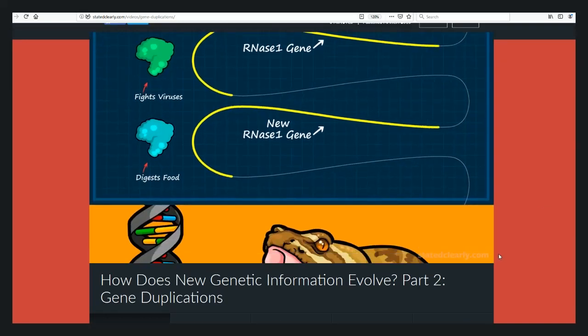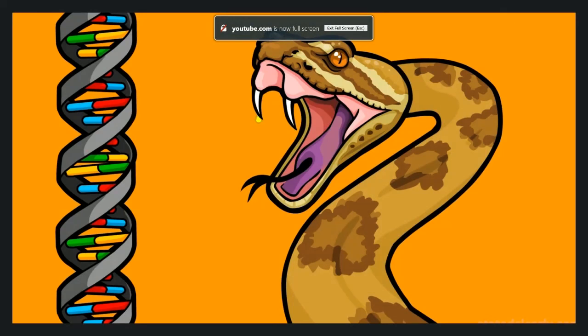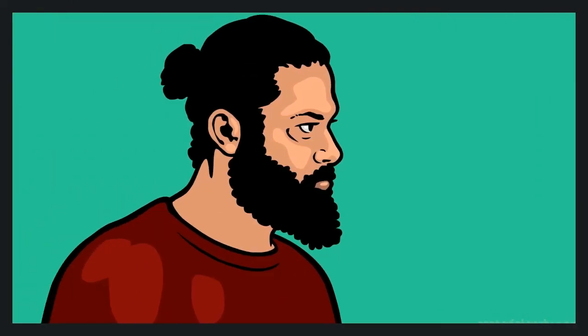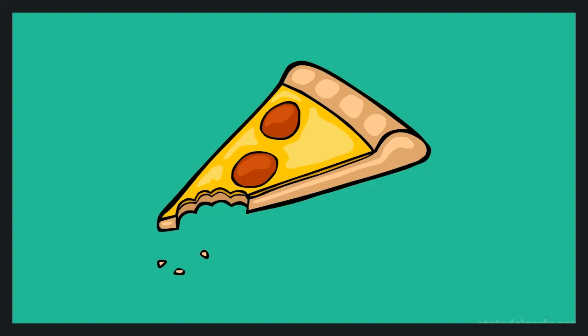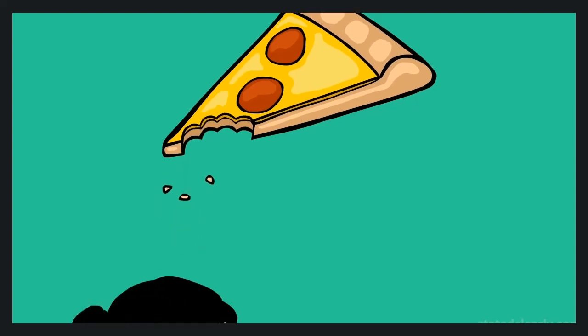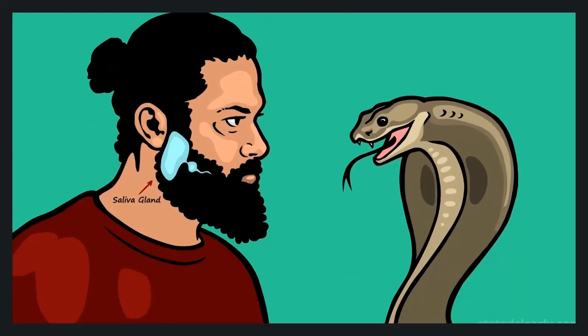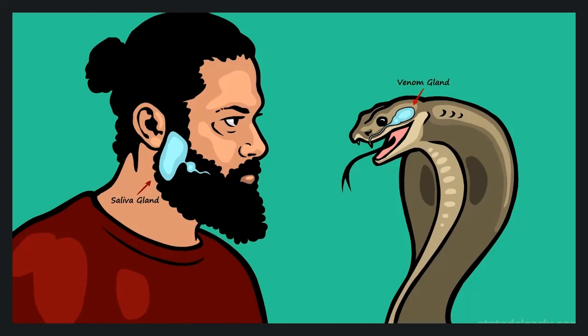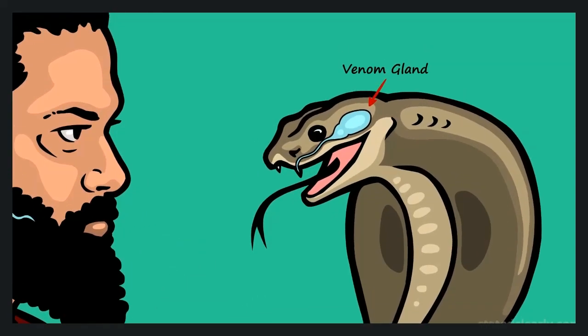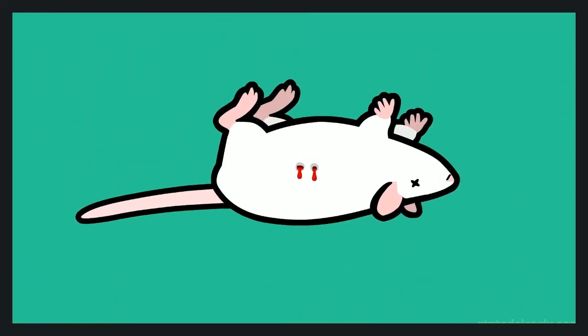So now for an exciting yet slightly disturbing example, the evolution of snake venom. Genes inside the saliva glands of most creatures, humans included, produce special proteins that are able to start breaking down food on a chemical level even before it gets to the stomach. Venomous snakes, however, have taken this a step further. Their saliva glands produce venom, a cocktail of proteins and other molecules that kill their prey when injected. Let's see how one of these deadly proteins evolved.